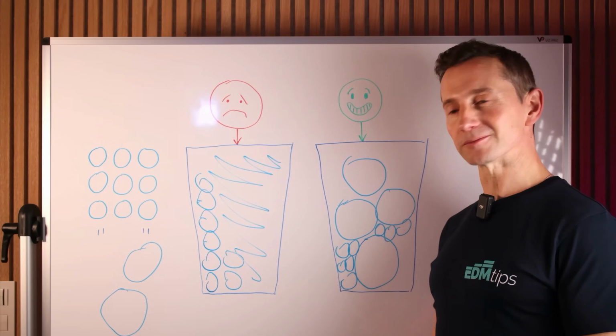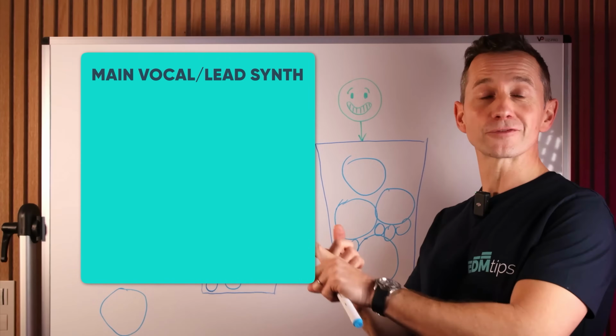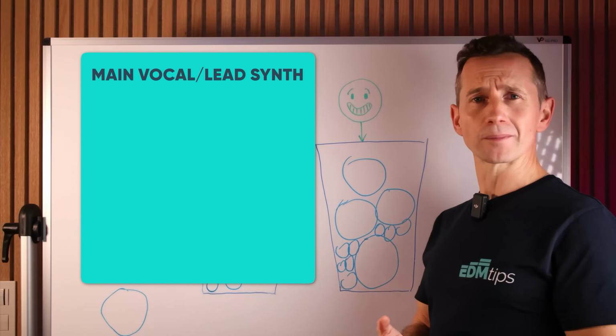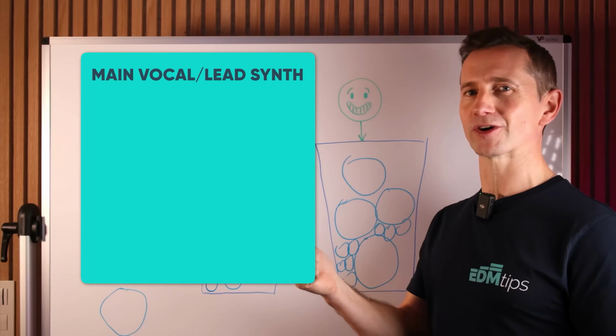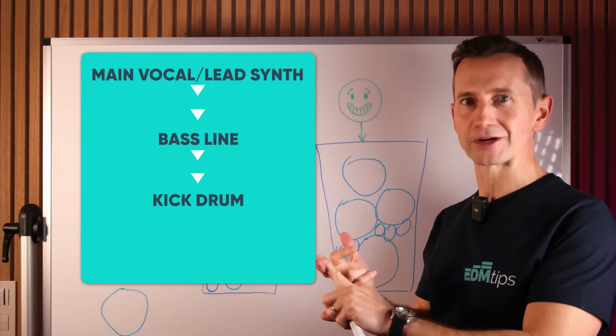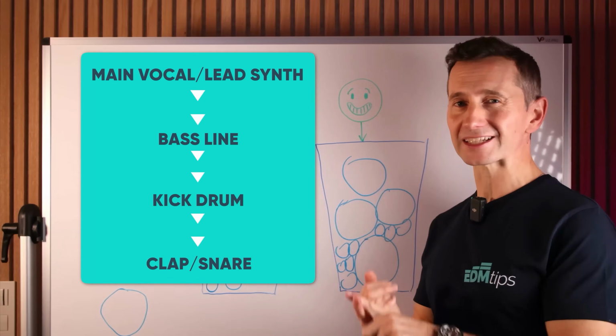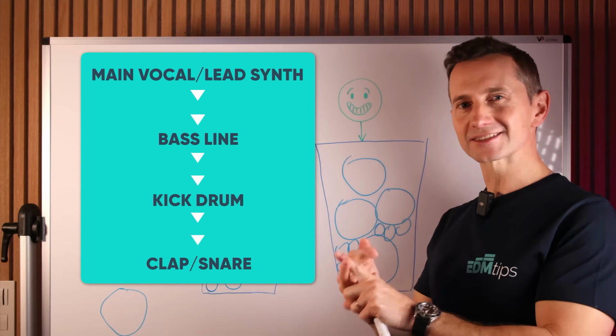So then the question becomes, what elements get priority? Well, it's fairly simple if you think about it. The main vocal or lead synth is usually what people are going to sing along to, so that's a definite priority. Depending on what kind of music you're making, the bass line and the kick drum are very important. They underpin the rhythm and the low end. Then we've got the main clap or snare. That's likely to be another priority as well, to dance against the kick.